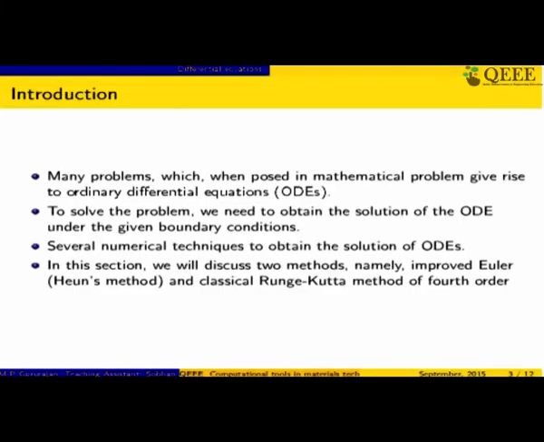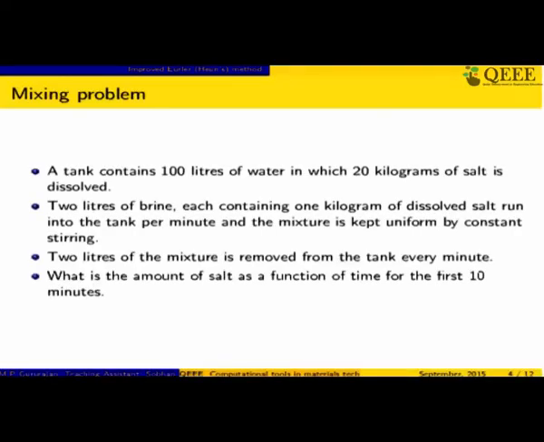So in many problems, when you pose it as a mathematical problem, you end up with an ordinary differential equation. We need to obtain the solution for the ordinary differential equation under the given boundary condition. There are several numerical techniques used to obtain the solution for ordinary differential equations. So we will discuss two. One is known as improved Euler or Heun's method. The other one is the classical Runge-Kutta method. Runge-Kutta method of fourth order is what we will discuss.